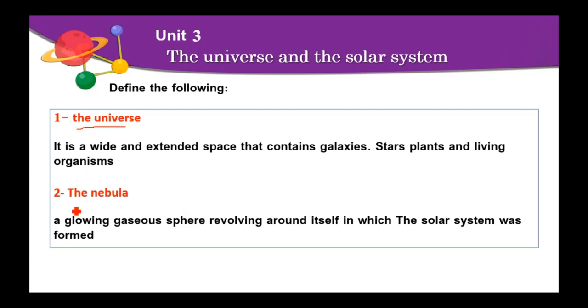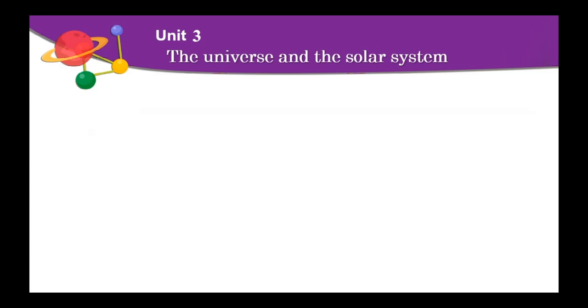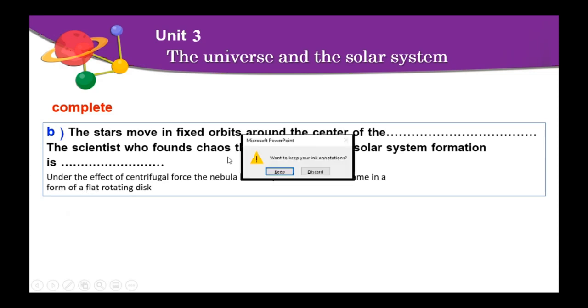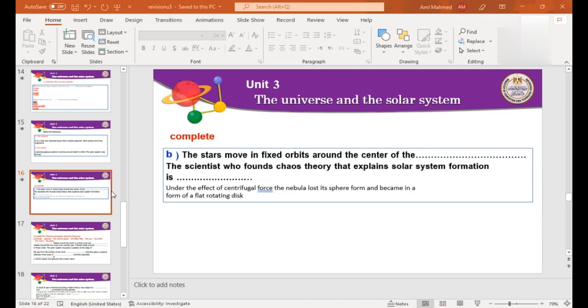The second question says define nebula. The nebula is a glowing gaseous sphere revolving around itself in which the solar system was formed.